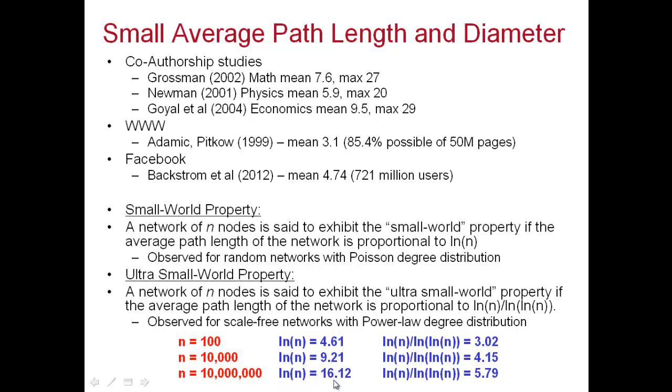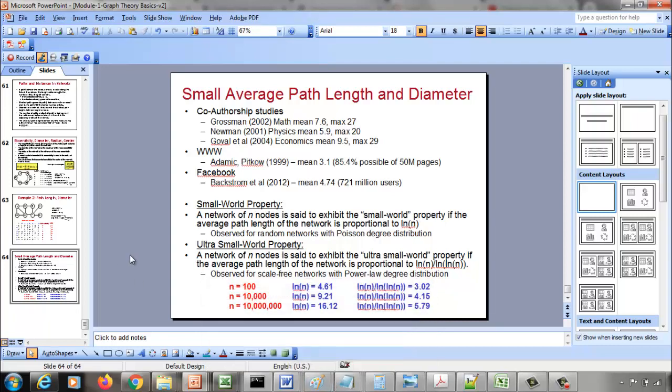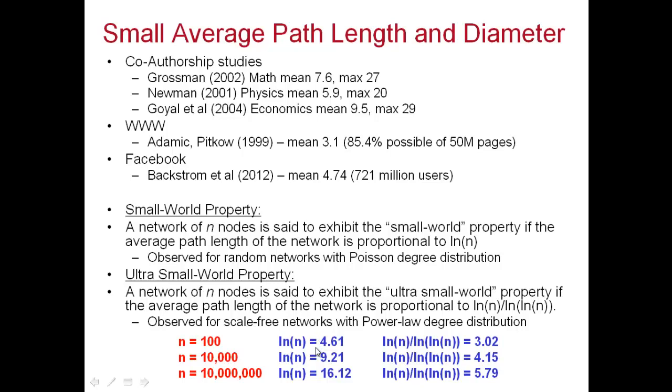So we say the network is exhibiting a small world property if the average path length is kind of close to log n. Now, there are some other networks also exhibiting what is called ultra small world property. Here, the average path length is proportional or close to log n divided by log of log n.